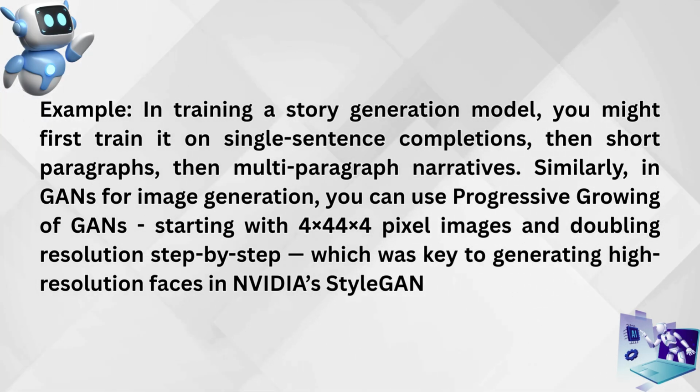Example: in training a story generation model, you might first train it on single-sentence completions, then short paragraphs, then multi-paragraph narratives. Similarly, in GANs for image generation, you can use progressive growing of GANs, starting with 4 by 4 pixel images and doubling resolution step by step, which was key to generating high-resolution faces in NVIDIA's StyleGAN.